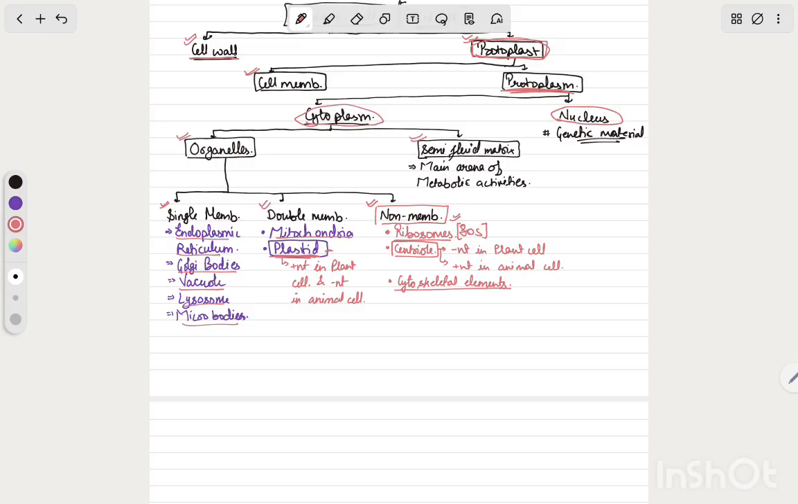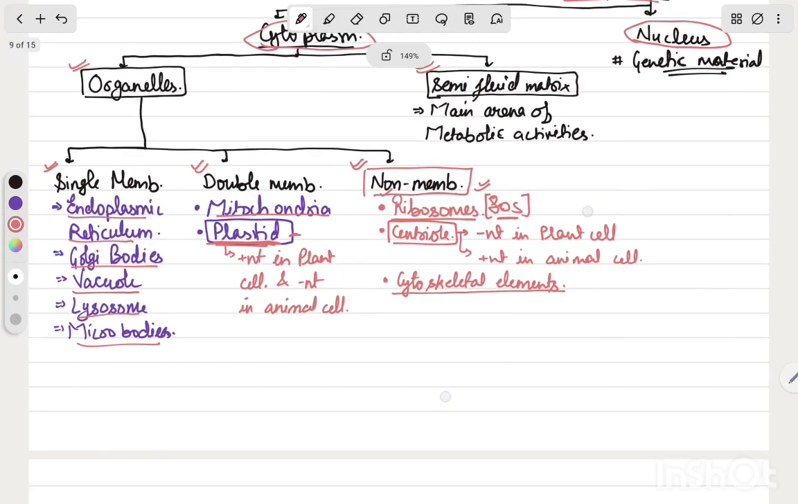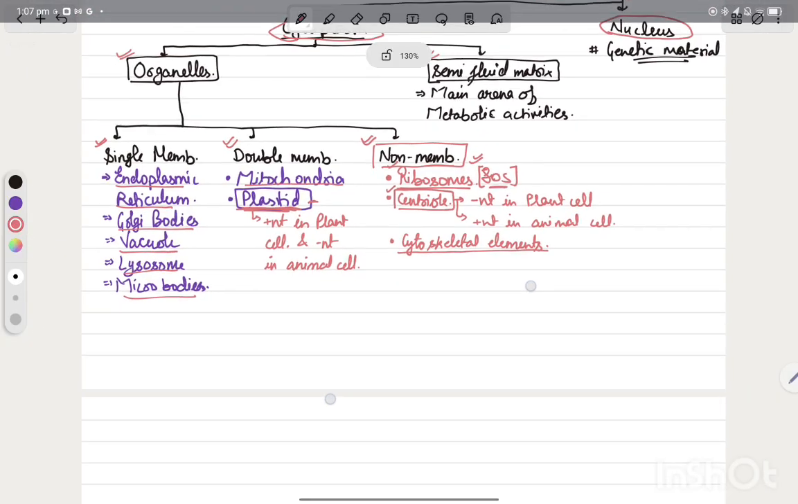Plastid is basically for photosynthesis, right? Photosynthesis and storage of food. Non-membranous organelle, first category is ribosome. The type of ribosome is different because we are discussing eukaryotic cells. So ribosome is 80S in eukaryotic cells. Second is centriole, and third is cytoskeletal elements.